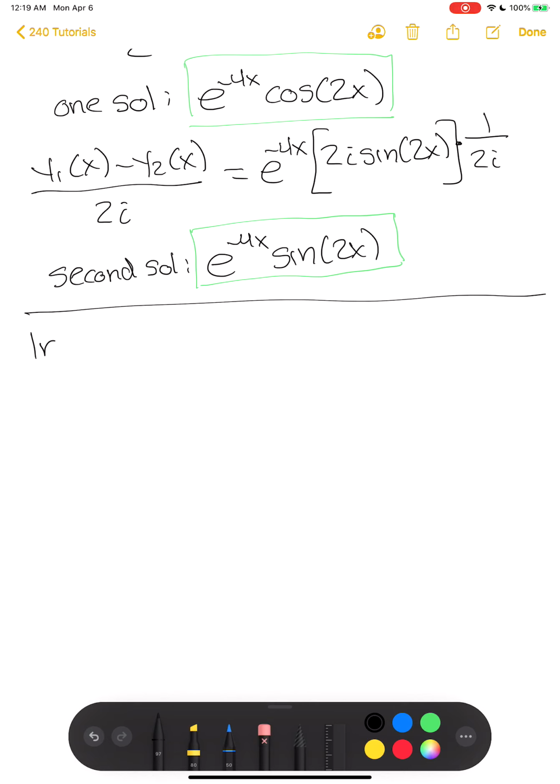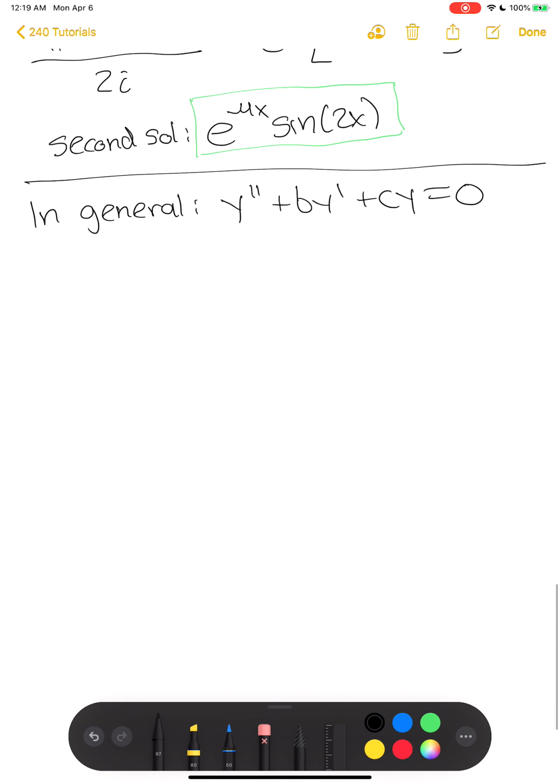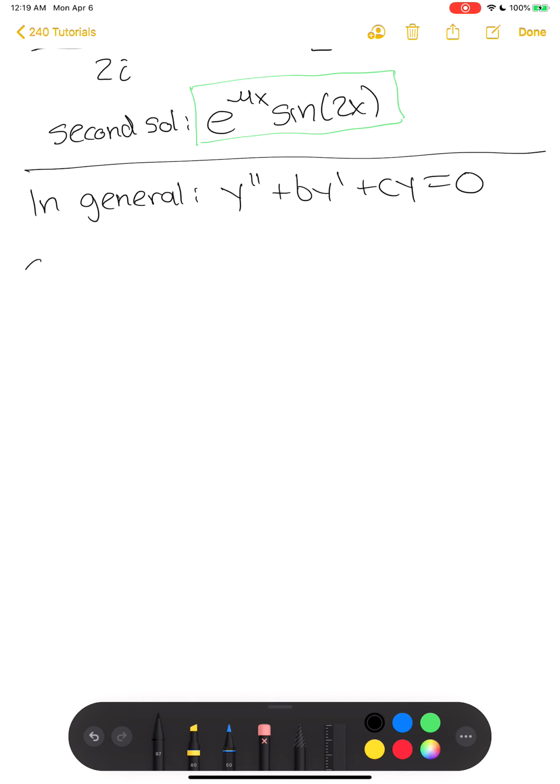So in general, we have y double prime plus by prime plus cy gives me 0. You have a few cases. So the first case, call it case 1. All right, case 1, you have 2 real distinct roots. So they're not the same.